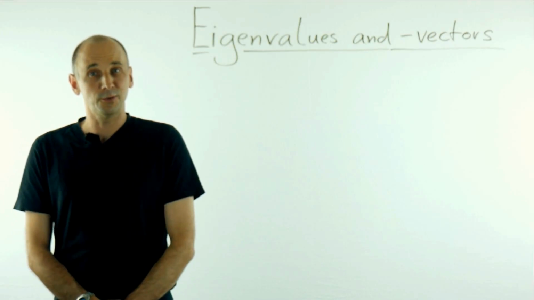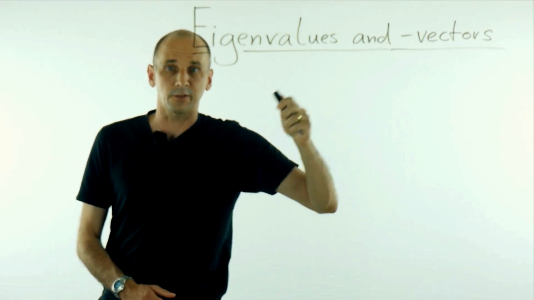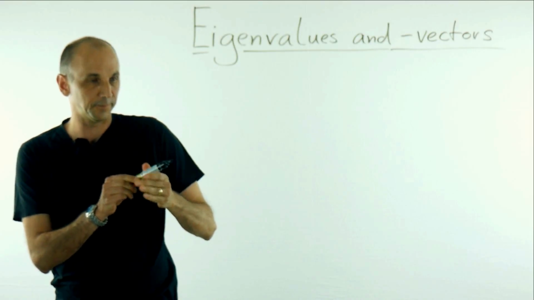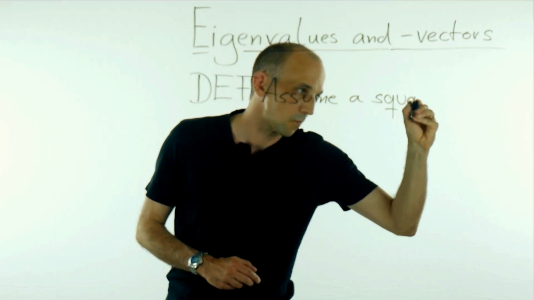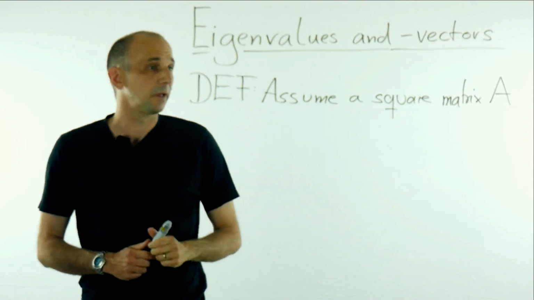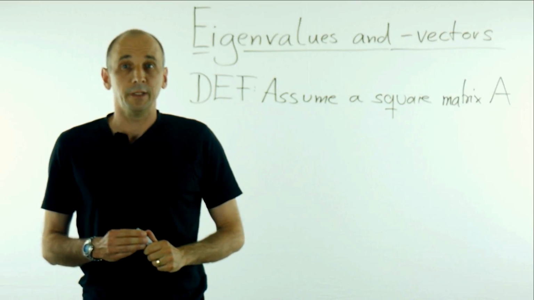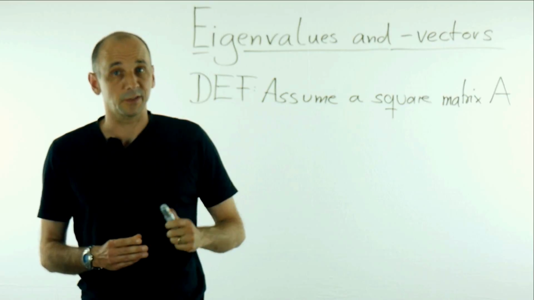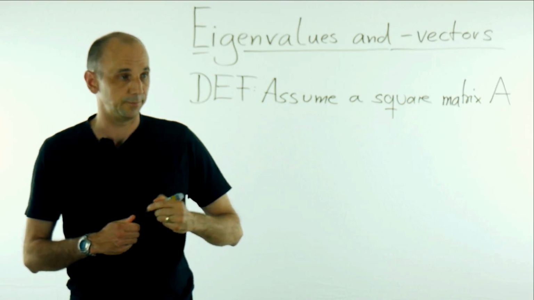Today we will start a new topic, which is the topic of eigenvalues and eigenvectors. For this we need first a definition. When we talk about eigenvalues and eigenvectors, we talk about linear maps, and thus we can talk about matrices. So we assume a square matrix A first.